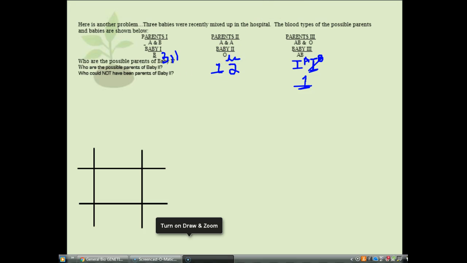All right, does that help you understand a little bit more? I hope so. Okay. I'm going to erase if it lets me.